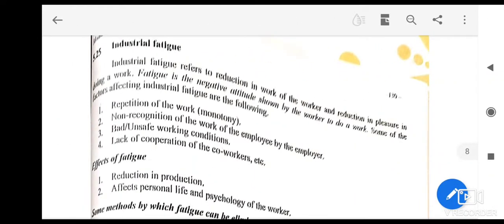Second topic in this section is industrial fatigue. Industrial fatigue refers to reduction in work of the worker and reduction in pleasure in doing a work. Several factors affect industrial fatigue. They are monotonous or repeated work. Second, non-recognition of the work by the employer. Bad or unsafe working conditions and lack of cooperation of the co-workers. Effects of fatigue are: fatigue reduces production and affects personal life of the worker.